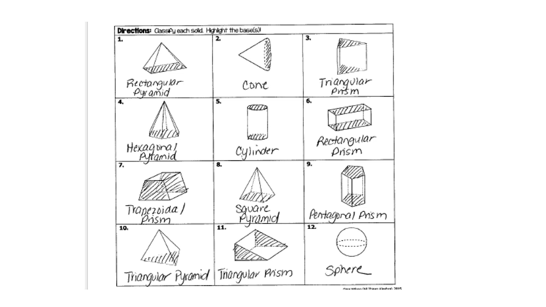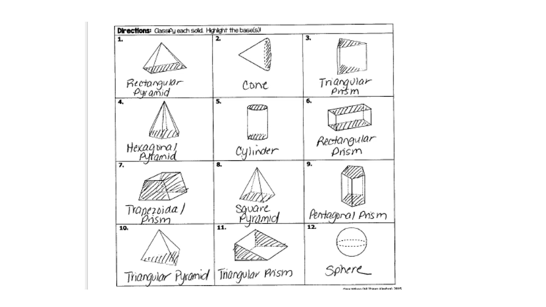So number 1 is a pyramid. It has the pointy top, but it has a rectangle for its base, so it's a rectangular pyramid. A cone is always going to be called just a cone. This particular prism for number 3 has a triangle at the top, triangle at the bottom. It will be called a triangular prism.